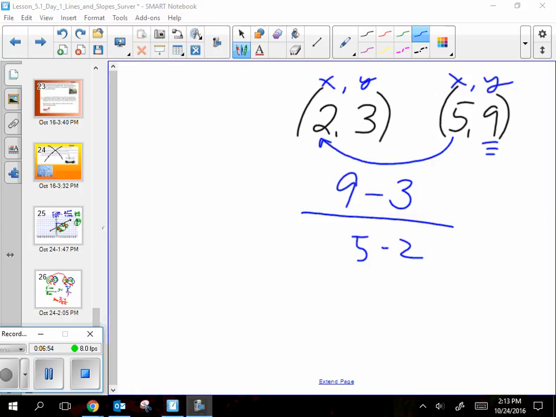All right. And what did you get? 6 over 2. Close. I think it's 6 over 3, which is equal to 6 divided by 3. I have 6 cookies, 3 friends. 2. There you go. What did we just find?